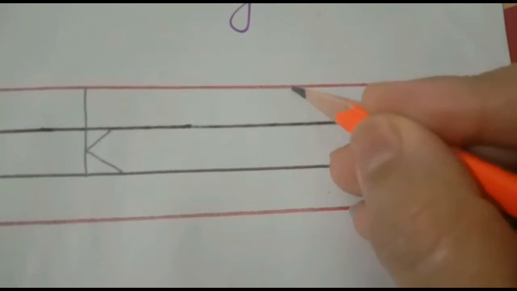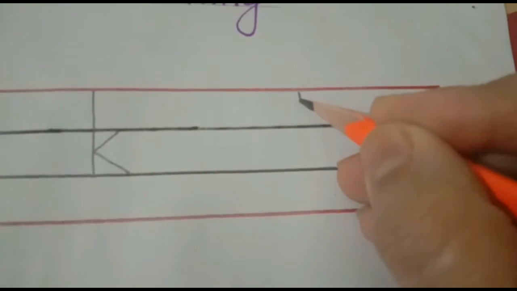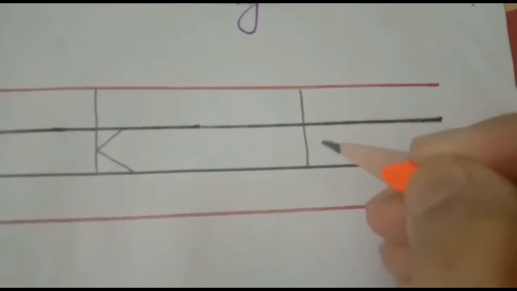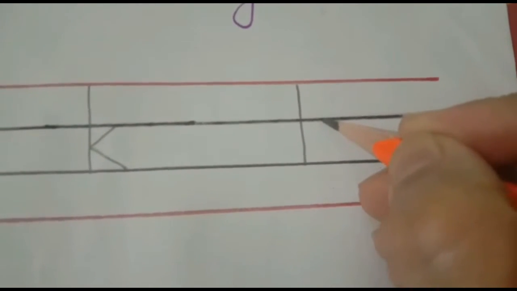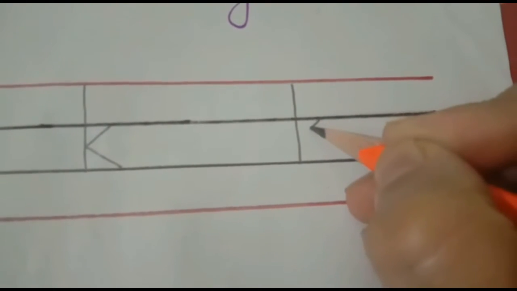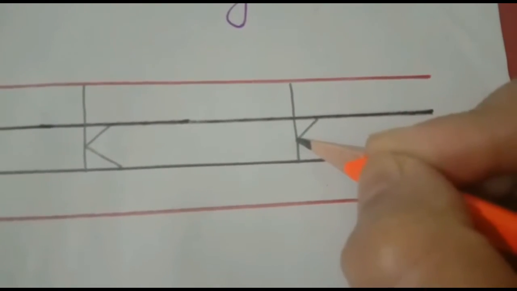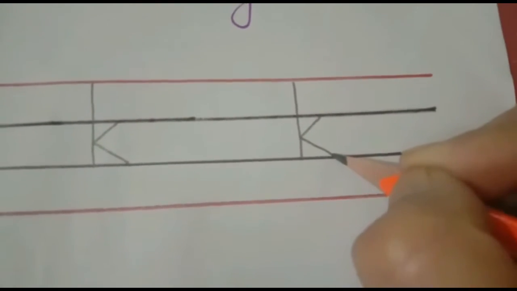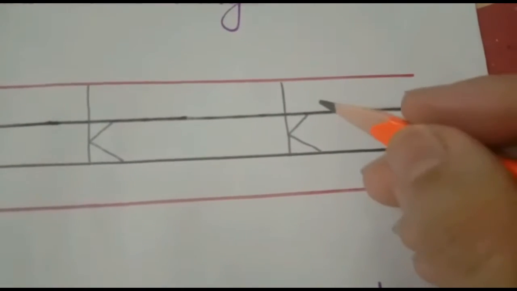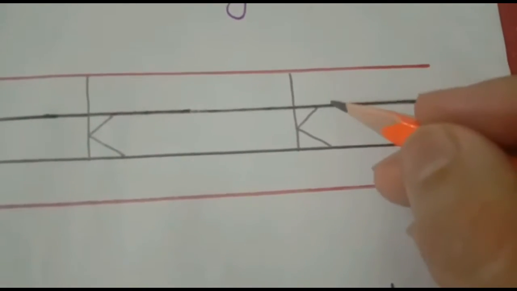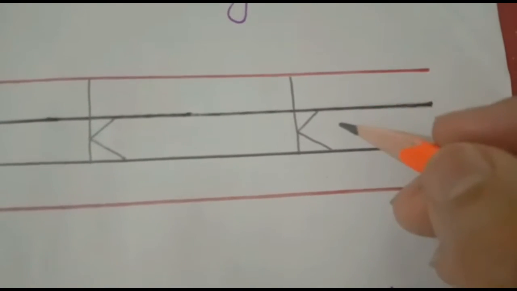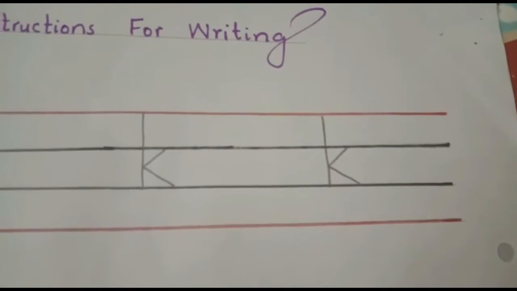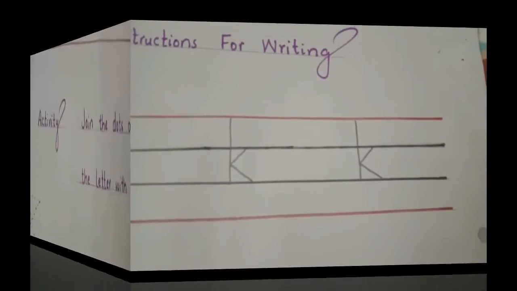Next, again I will write small k in front of you on this line pattern. First I will make a straight line, like this, and now I will make a slant line, and again I will make a slant line and touch the base line. So this is small k, and it should be in the upper three lines. This is a sky letter, and the sound of this letter is K, K, K.